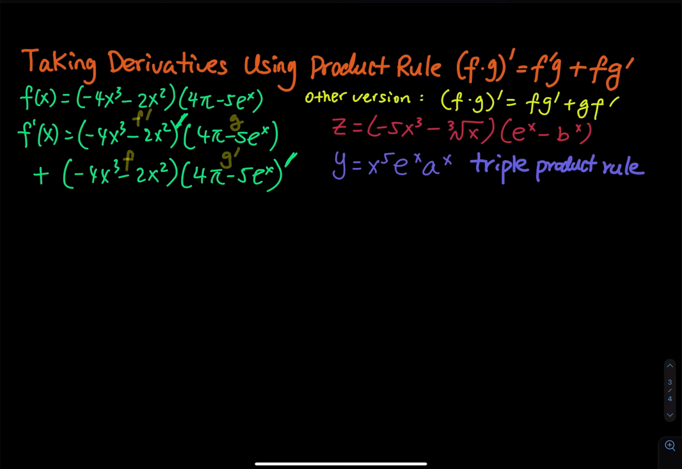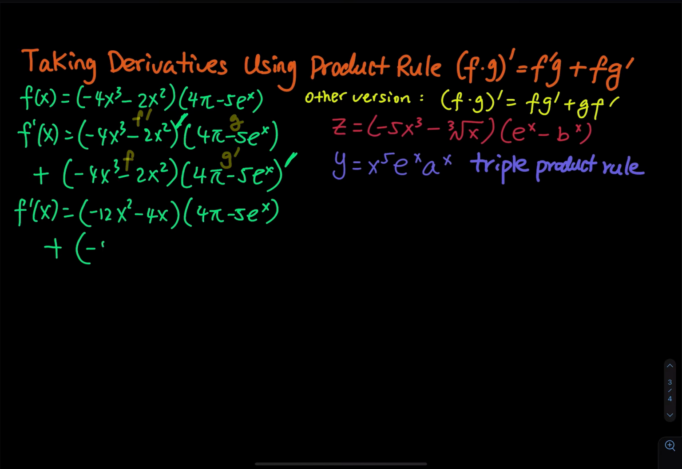All right, so now you take the derivative. So f prime of x, that is equal to, so that is using a power rule. So we bring the 3 down, so negative 12x squared, right? And then bring the 2 down, negative 4x, and then copy g, so 4 pi minus 5e to the x, and then plus f, so this we copy f, so negative 4x to the third minus 2x squared, and then g prime. The derivative of 4 pi is a constant, so the derivative of that is equal to 0. And then the derivative of e to the x is always e to the x.